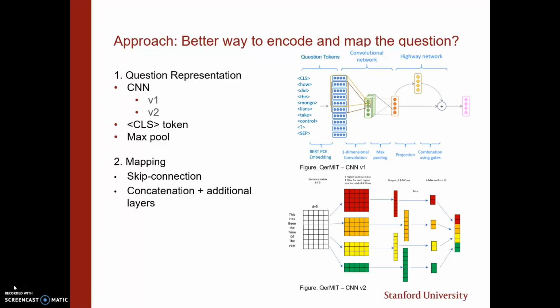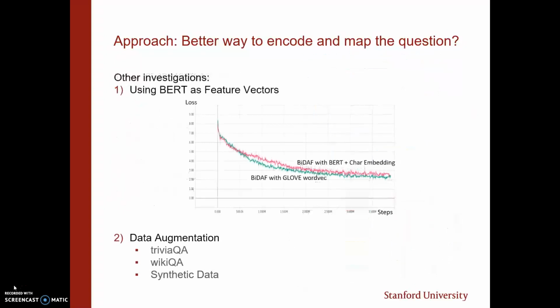We also tried different methods for mapping. First was skip connection, where we do an element-wise multiplication of the question representation onto the context, and then feed forward the original context token representation. Another method that we tried was concatenating the question representation and the context representation and adding additional layers to better capture the question into the context.